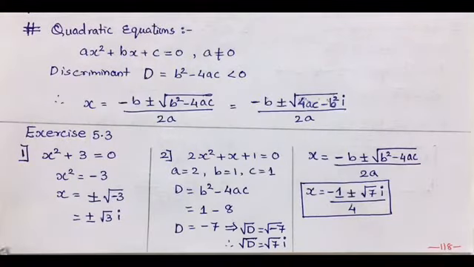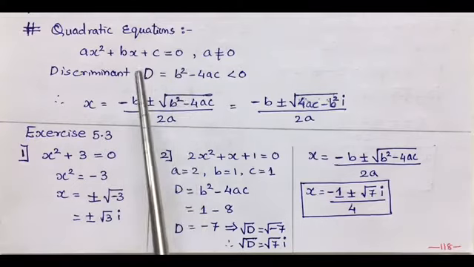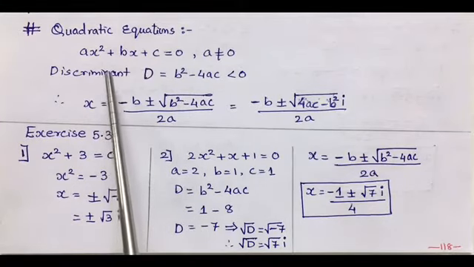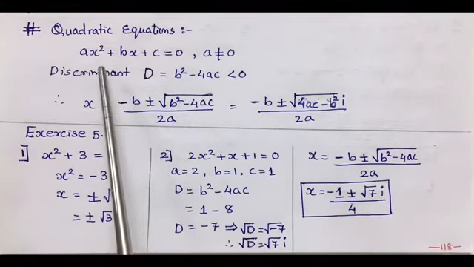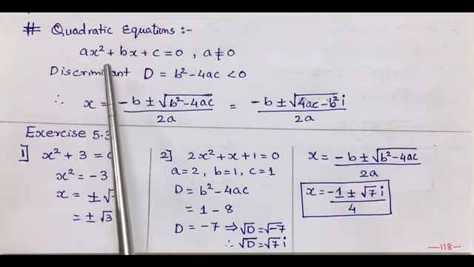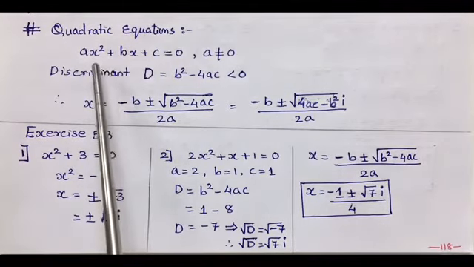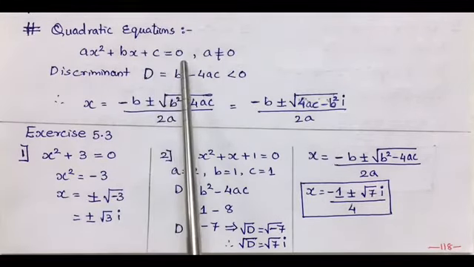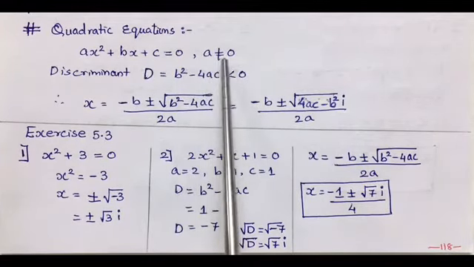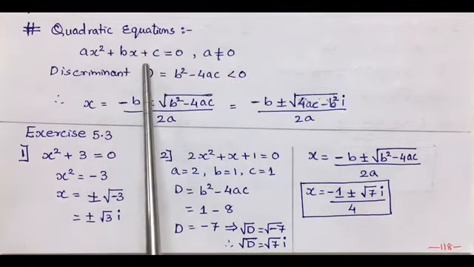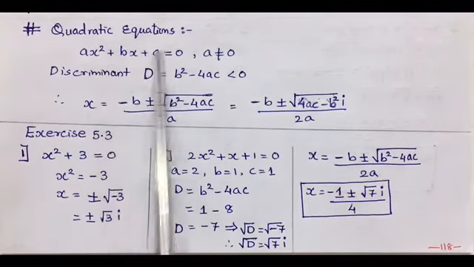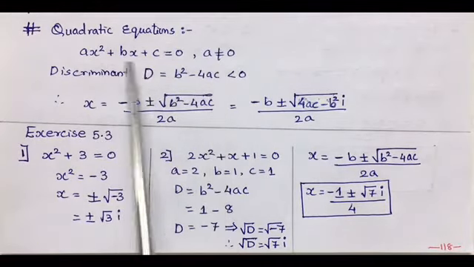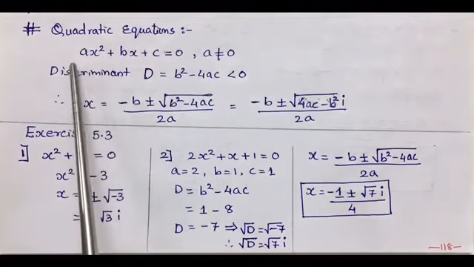Topic is quadratic equations. Now we already know that the standard quadratic equation is the standard form ax square plus bx plus c equal to 0, where a should not be equal to 0. If a becomes 0, then it will become a linear equation, not a quadratic. Hence it is a must that the coefficient of x square should not be equal to 0.